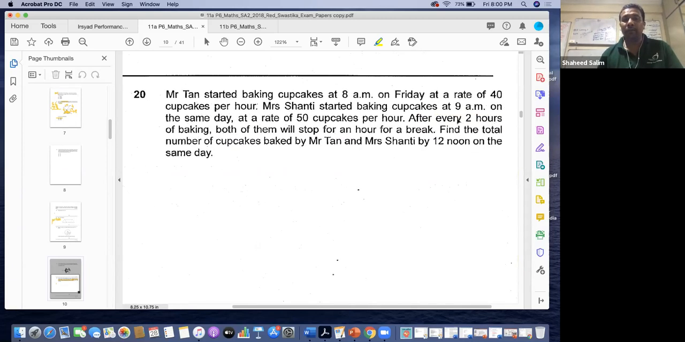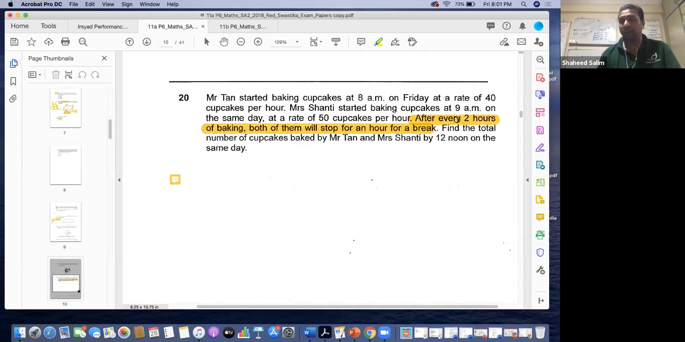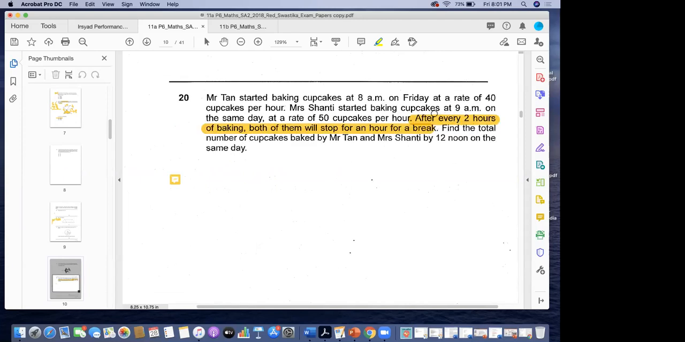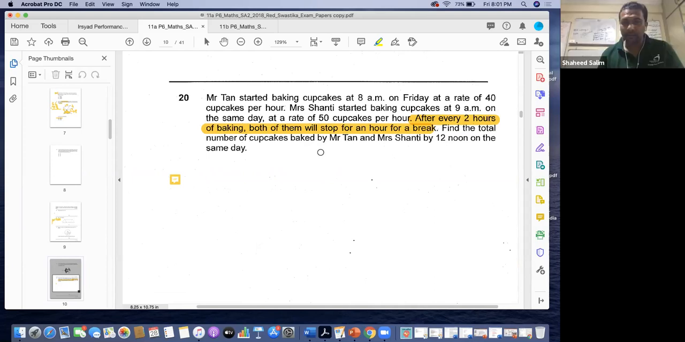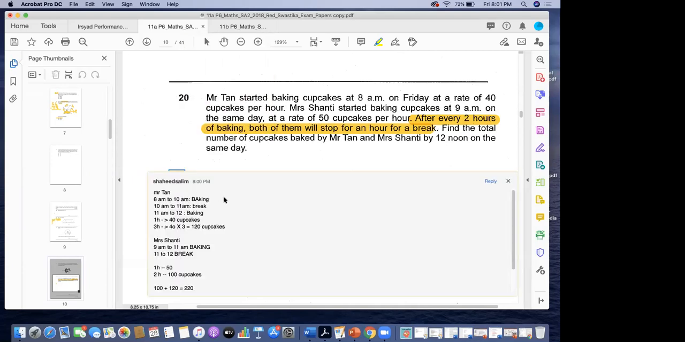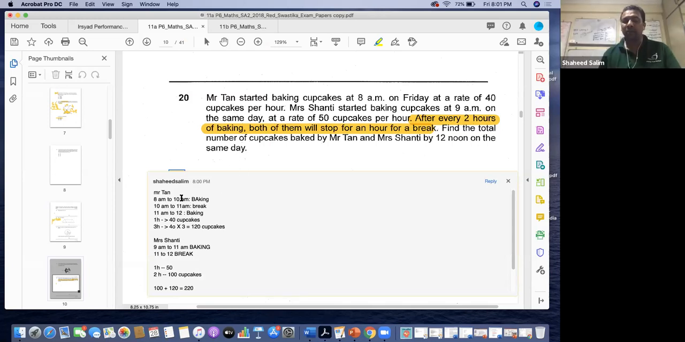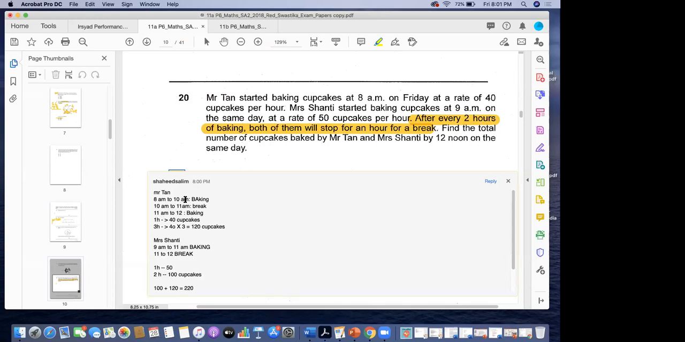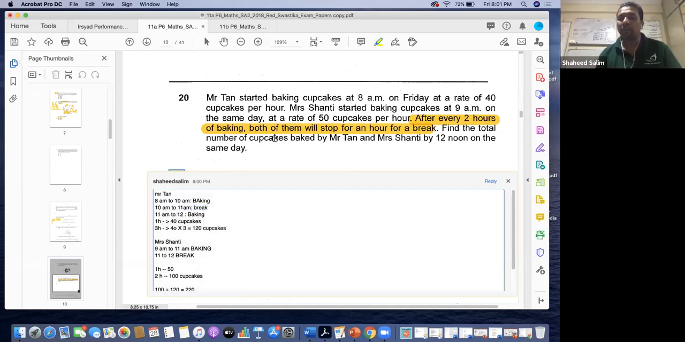When you were last time, you didn't understand maths in primary 4. You see, Mr. Tan, you bake how many cupcakes? Not 440. How many hours do you bake? 8 to 10, 2 hours. He must take a break because after every 2 hours, both of them will stop for 1 hour break. Remember? So from 10 to 11, he takes a break. 11 to 12, only 1 hour, so 3 hours.